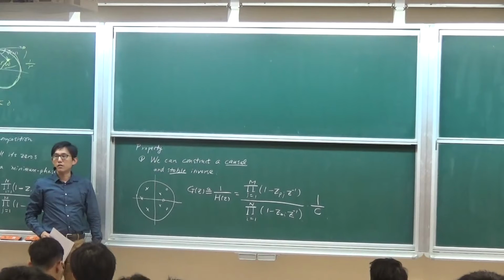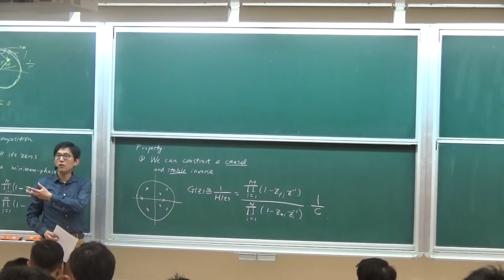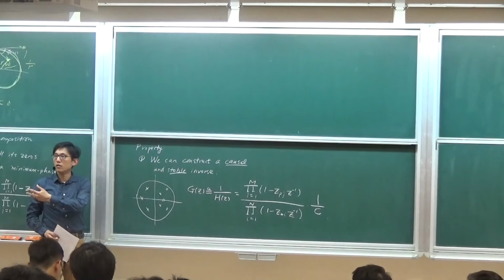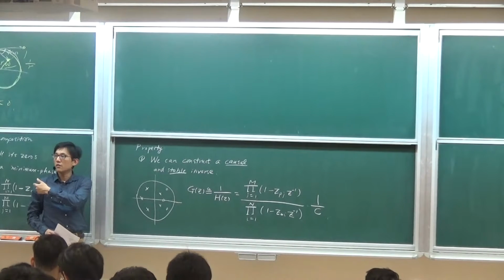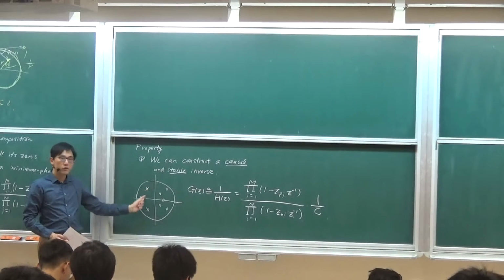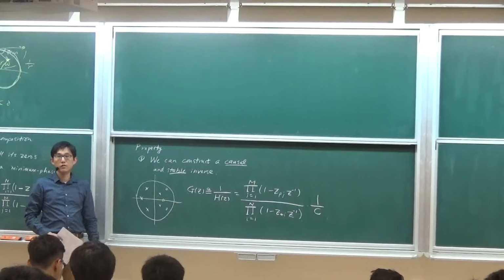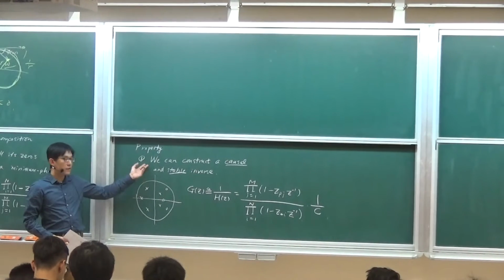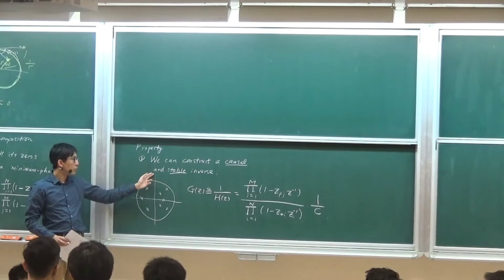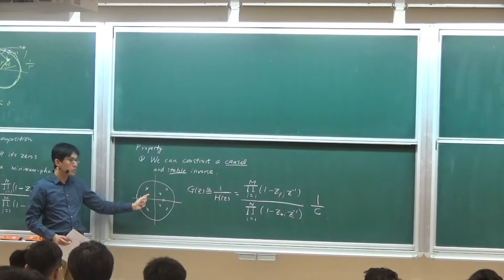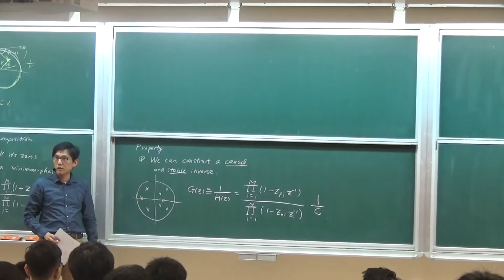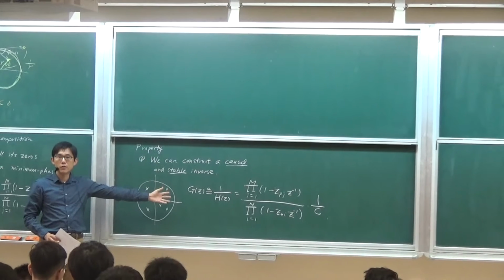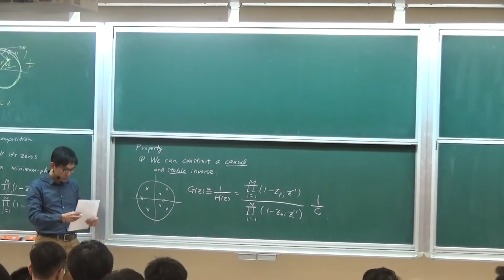Okay? And just because of the very definition of a minimum phase system, all the zeros have to be inside the unit circle. Therefore, the inverse has all the poles inside the unit circle. It's very straightforward. And we realize that we can construct a causal and stable inverse by just changing the zeros to poles, changing the poles to zeros. That will give you the inverse system.